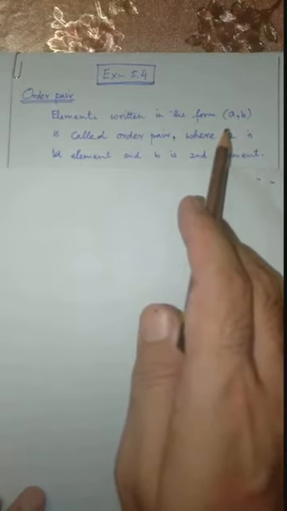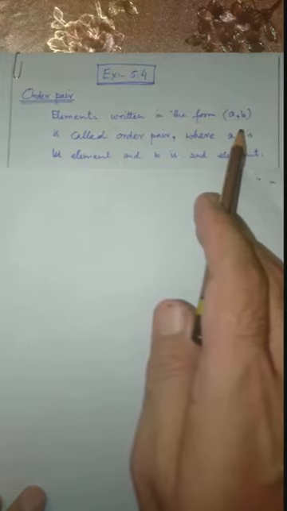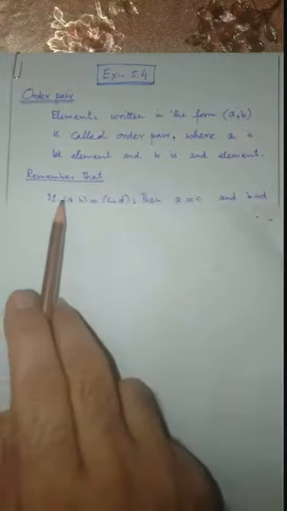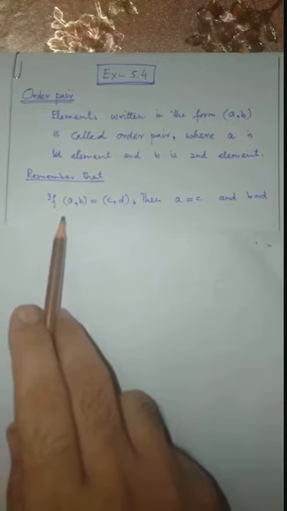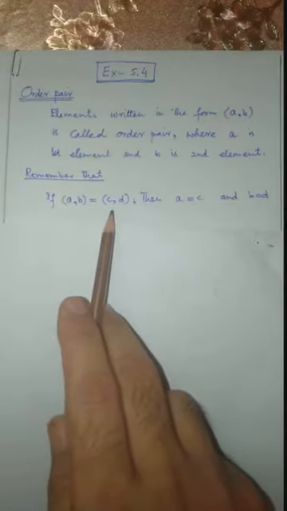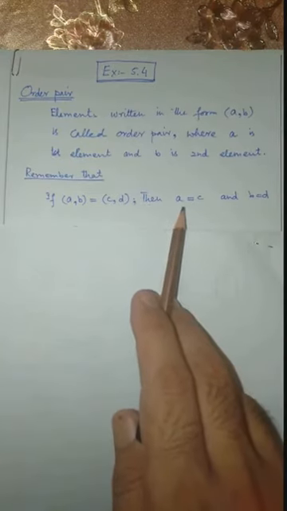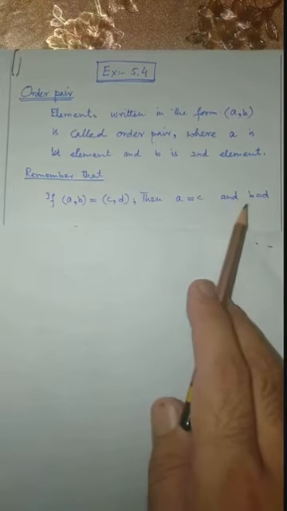If we want to show this ordered pair on the graph, we draw the first element on the x-axis and b on the y-axis. Remember, students, ordered pair (a, b) is equal to ordered pair (c, d) if and only if a is equal to c and b is equal to d.